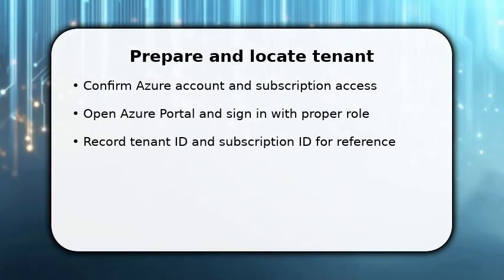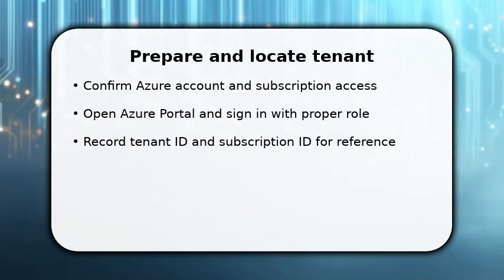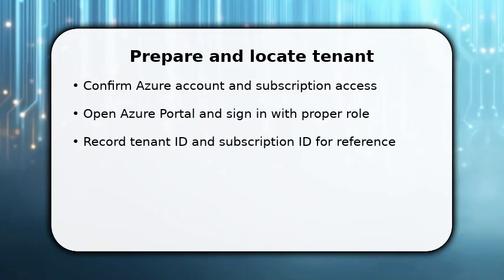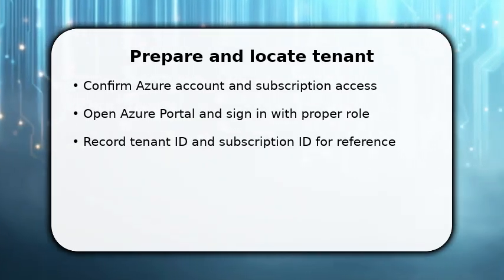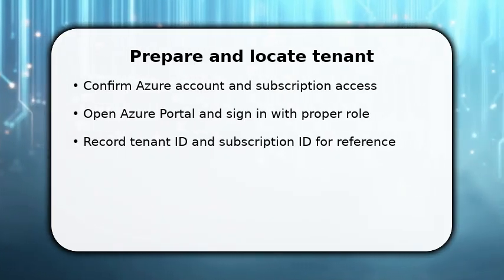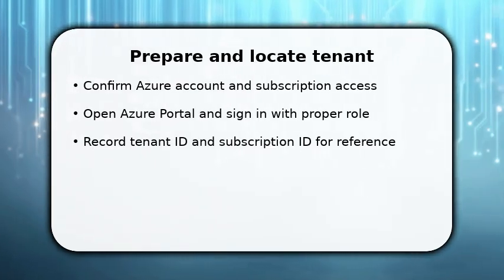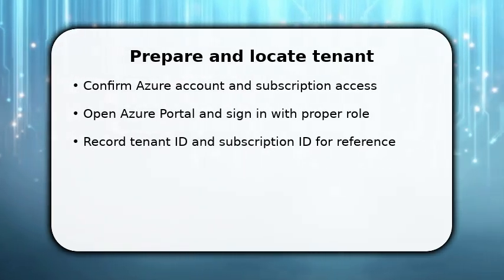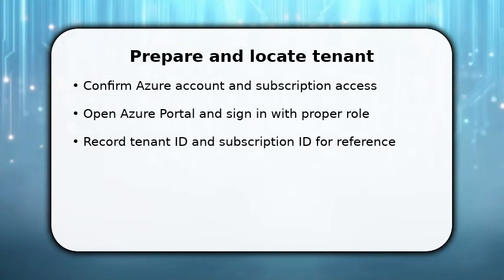You start by confirming you have the right Azure account and subscription access. This saves backtracking. Open the Azure portal and sign in with an account that has at least a reader role on the tenant. Once signed in, navigate to Azure Active Directory and note the tenant ID and subscription ID. Keep them handy because you will reference them in the next steps. Make sure to use the portal view set to the correct directory if you manage multiple tenants.